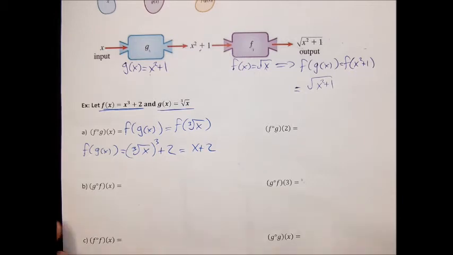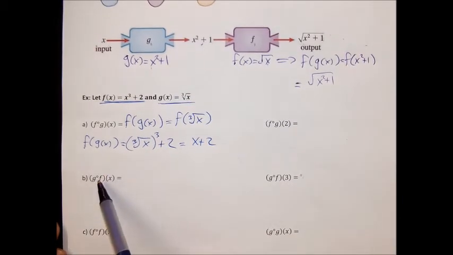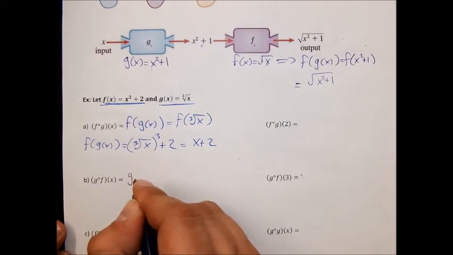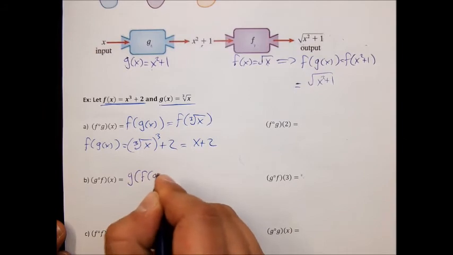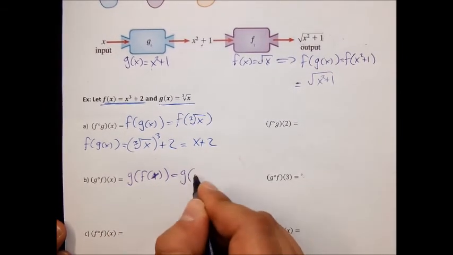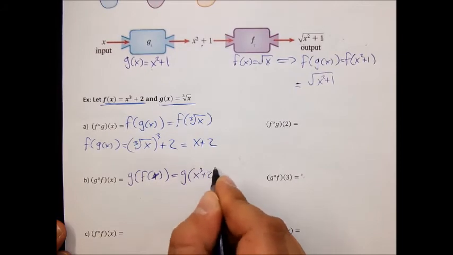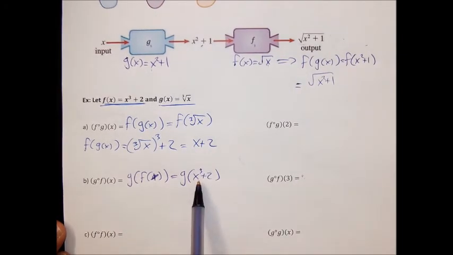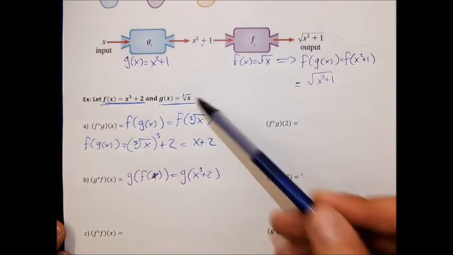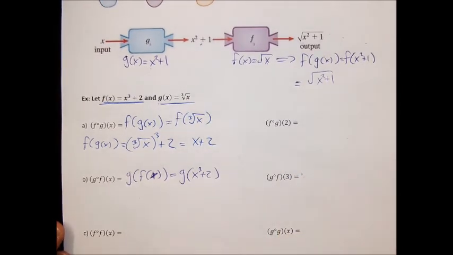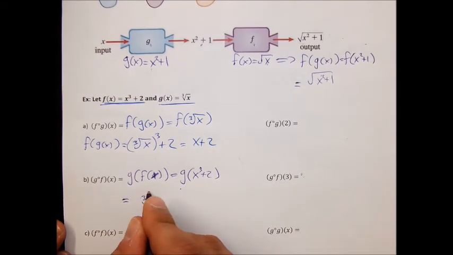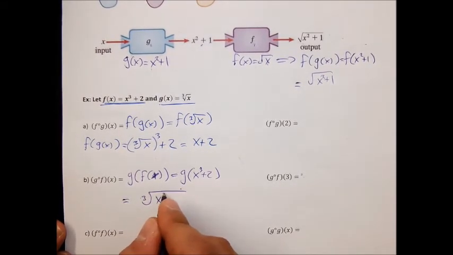What about the next one? So the next one is g circle f now. And so g circle f means take the function f and plug it into g. Right? So we're doing the opposite. And so we're taking the x cubed plus 2 and we're plugging it into the x in the cube root of x. And so when we do that, we end up with the cube root of x cubed plus 2.